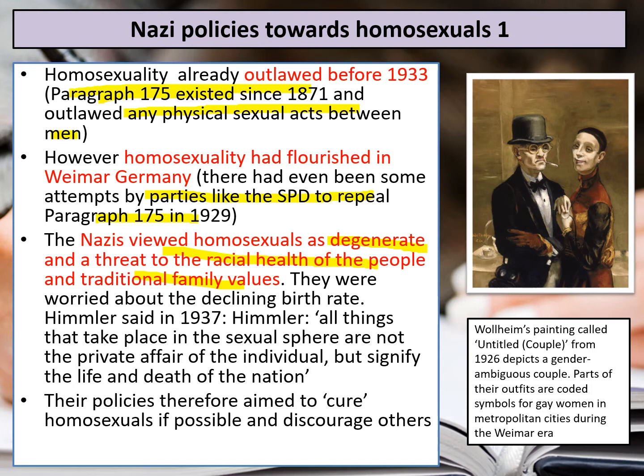We can see their ideas emphasised by Himmler in 1937, who said that all things that take place in the sexual sphere are not the private affair of the individual, but signify the life and death of the nation. So you can see here the Nazi excuse for their policies. Therefore, the Nazis aimed to try and cure homosexuals if possible, and if not, to be able to discourage others.